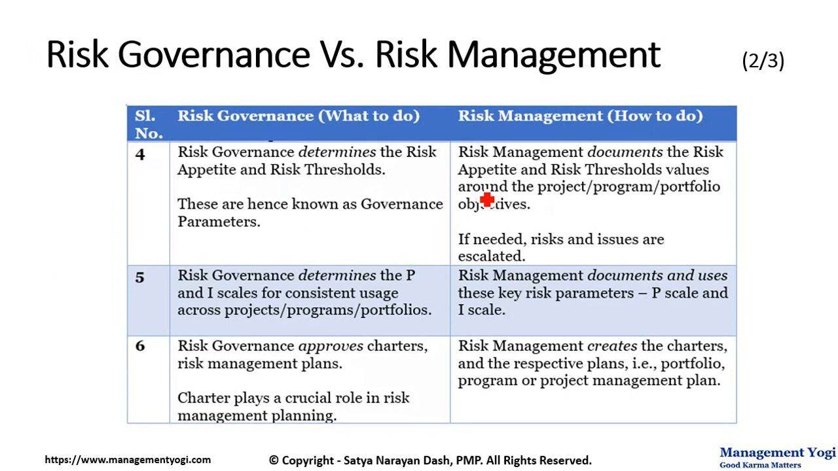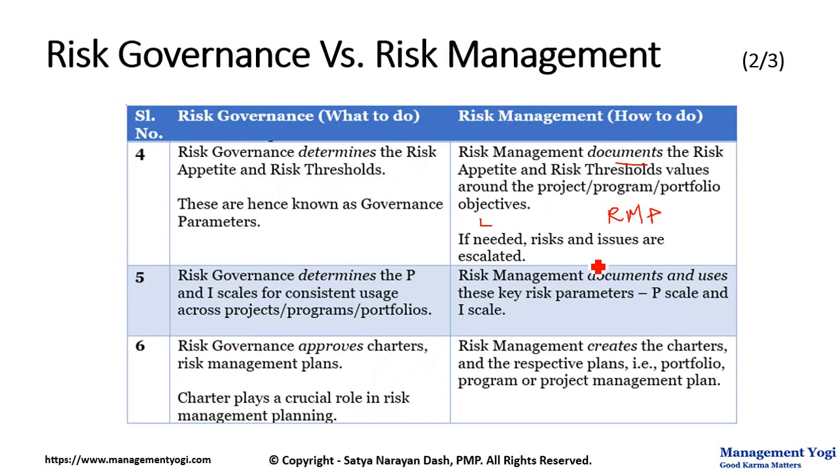Our next difference. Risk governance determines the risk appetite as well as risk threshold values. These are known as governance parameters or risk governance parameters. Risk management, on the other hand, documents the risk appetite and risk threshold values around the project, program, or portfolio objectives. And these will be documented again in the risk management plan or the RMP. If needed, risks and issues are escalated from a lower level to a higher level. Issues are negative risks which have occurred.